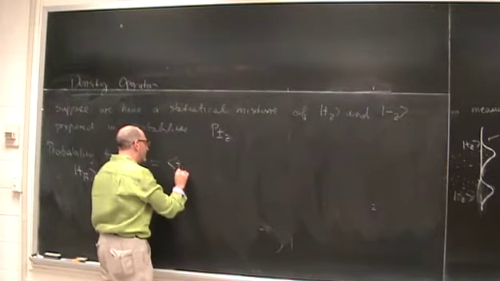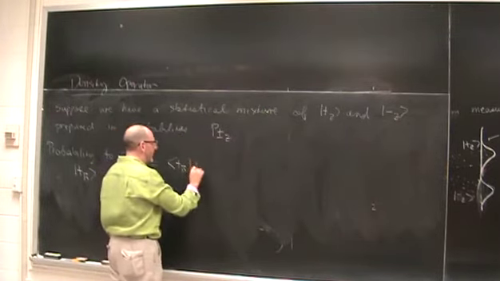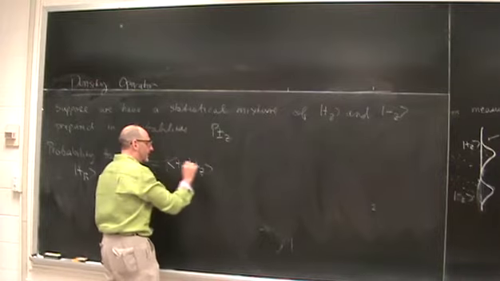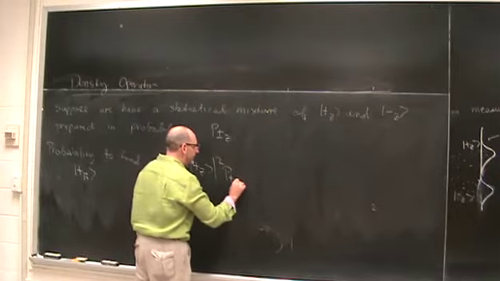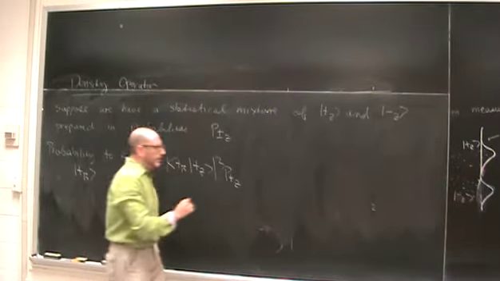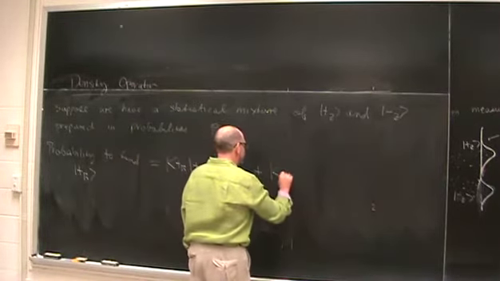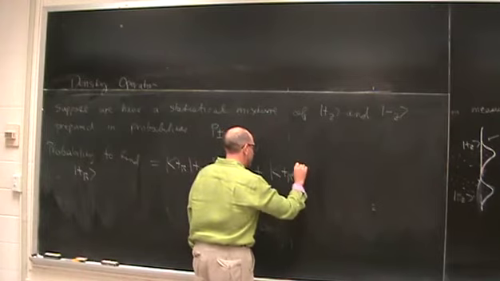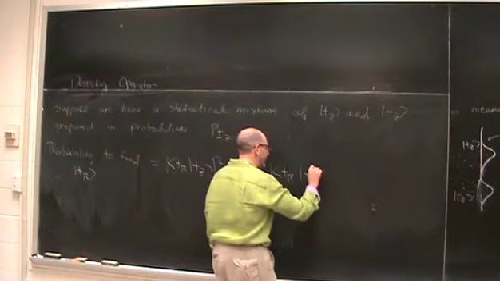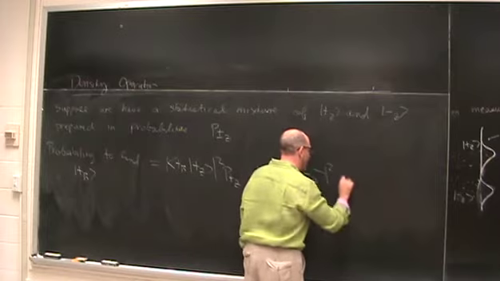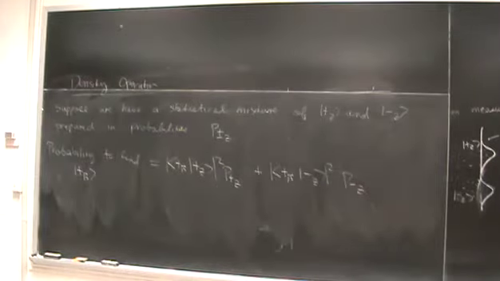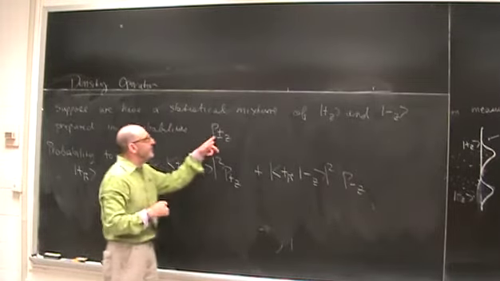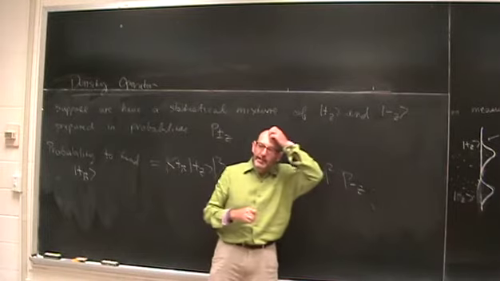There's the probability I'll see spin up along Z, given that the preparer sent me spin up along Z. There's some probability that she did it. And if she sent me spin down along Z, then this is the probability of finding spin up along that direction, and I have to weight that by the probability she actually sent that to me. Okay? This is a statistical mixture. There's no interference between these two alternatives.